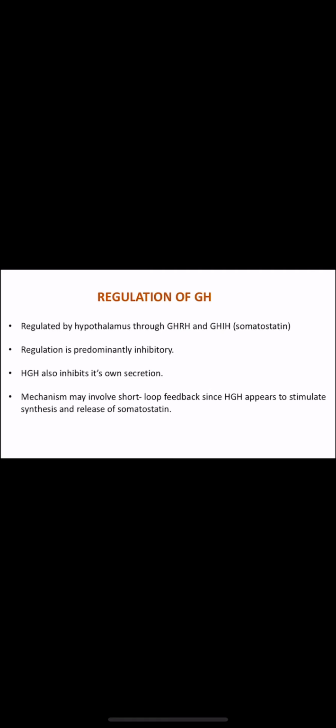It is regulated by growth hormone releasing hormone and growth hormone inhibitory hormone, so regulation is predominantly inhibitory. Growth hormone has a short loop feedback, that means a negative feedback which inhibits its release from the hypothalamus. Excess causes gigantism in children and acromegaly in adults, and congenital deficiency causes dwarfism, which is treated by giving growth hormone by recombinant DNA technology.